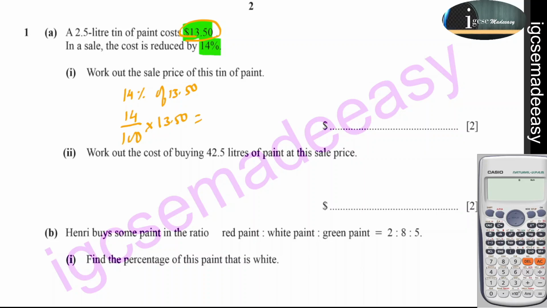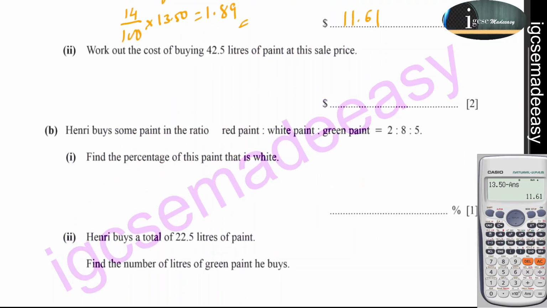Let's use our calculator. 14 divided by 100 times 13.50 gives you 1.89. So 14% of 13.50 is 1.89. This is the 14% being reduced. So 13.50 is the amount, minus 1.89 will give you the answer. 13.50 minus 1.89 gives 11.61. So after the sale, the amount is 11.61.